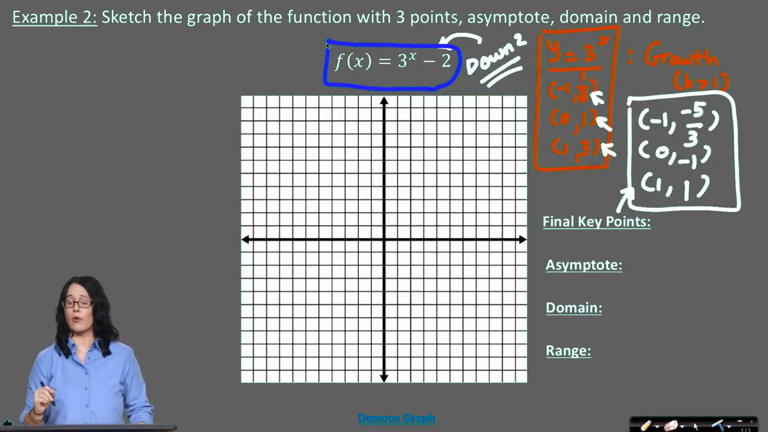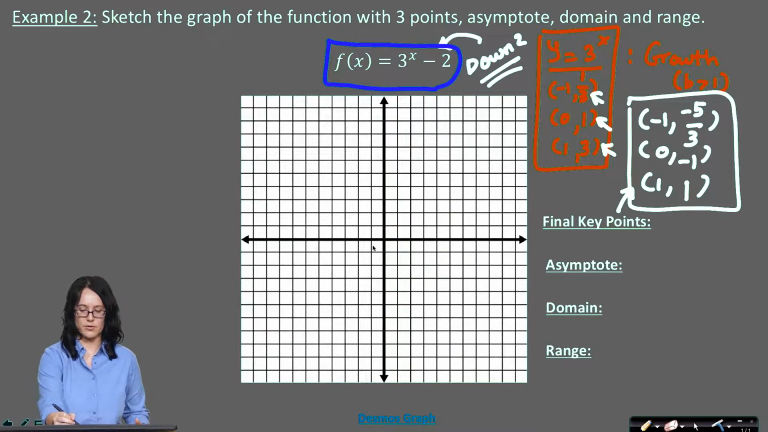It should still be growing, but the graph has just been shifted down 2 units. So that would be at -1 and -1 2/3. So -1 to the left and down 1 2/3 around here. 0, -1 would be here, and 1, 1 would be here.